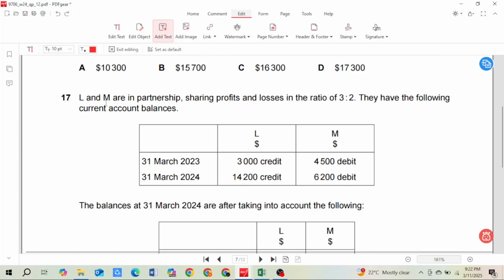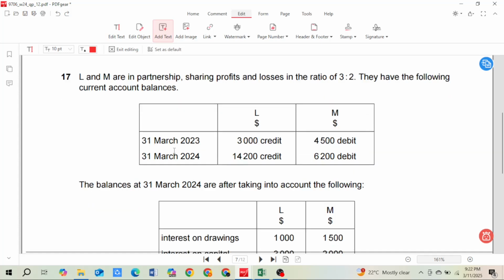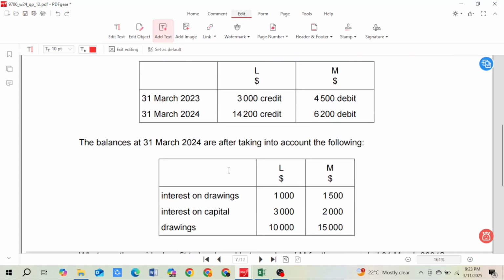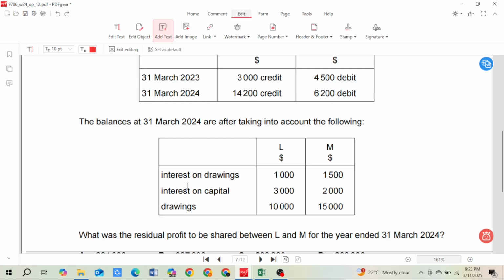17. L and M are in partnership, sharing profit and losses in the ratio 3:2. They have the following current account balance. This is 31st March 2023 and 31st March 2024. That means this is the beginning of the year, this is the end of the year. Credit balance for L and credit balance again at the end. For M is a debit balance and again debit balance at the end. The balance at 31st March 2024 is after taking into account the following, which is after we included interest on drawings, interest on capital and drawings amount. So this is the balance that we have.